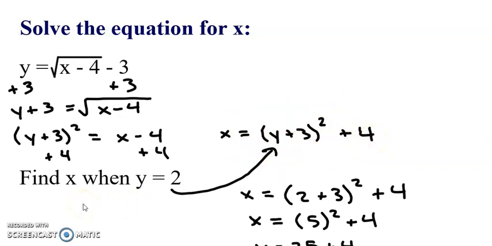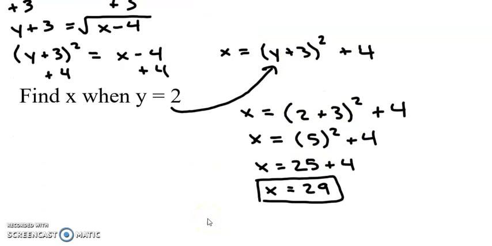Now, if we're trying to solve for x and we know a y value, well, now we've already got our equation rearranged so that we can just evaluate the right side of our equation by plugging 2 in for y. 2 plus 3 is 5. We're going to get 5 squared, which is 25, plus 4 gives us 29.